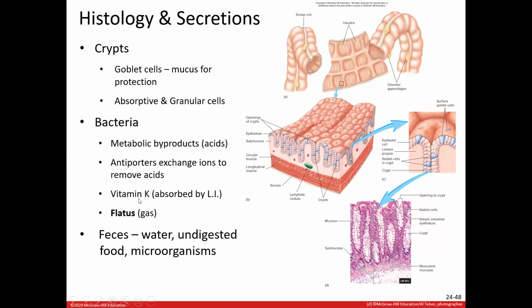Additionally, bacteria help with making vitamin K, which is going to be reabsorbed by the large intestine. Vitamin K has a very special job in that it helps make a lot of your blood clotting proteins that help, of course, form the blood clot when you have a wound. And then bacteria make what is called flatus, which is just flatulence or gas.